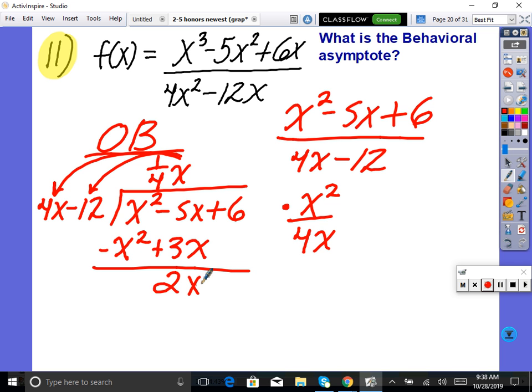That would be 2x plus 6. Divide your leading term, which is 2x. 2x divided by leading term, 4x, gives me 1/2. So plus 1/2. Now we know the last part's going to be our remainder. Once you get y equals mx plus b, the last of it would have to be the remainder. Do you agree? Yes?